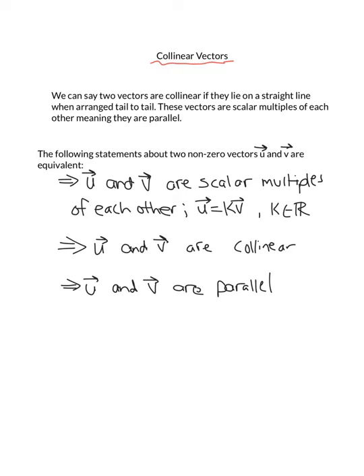What you see now are three statements, and these statements are all equivalent. So if we say that one of them is true, we're automatically implying that the other ones must also be true. So these following statements about two non-zero vectors, vector u and vector v, are equivalent. The first one says that vector u and vector v are scalar multiples of each other. So vector u is equal to some scalar k times vector v, where k is an element of the reals. The second statement says that vector u and vector v are collinear. And the third statement says that vector u and vector v are parallel.